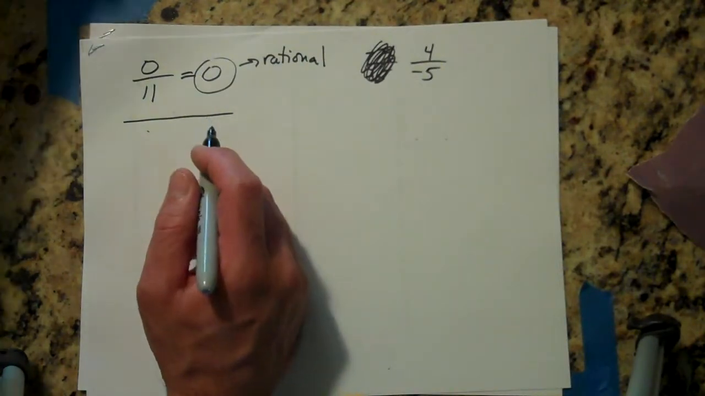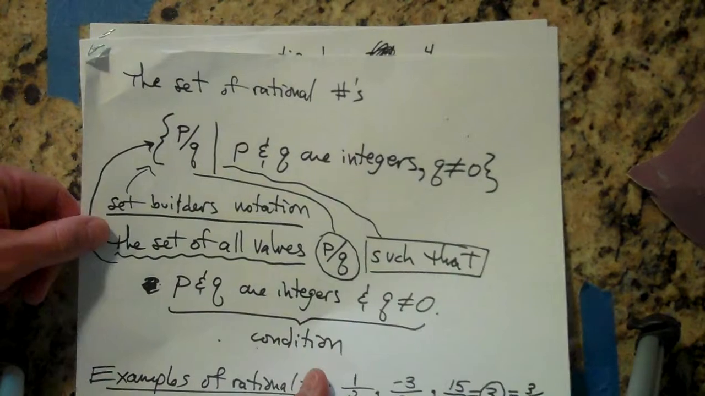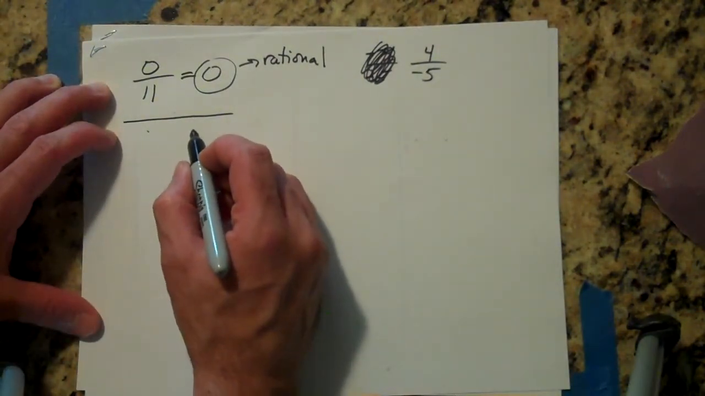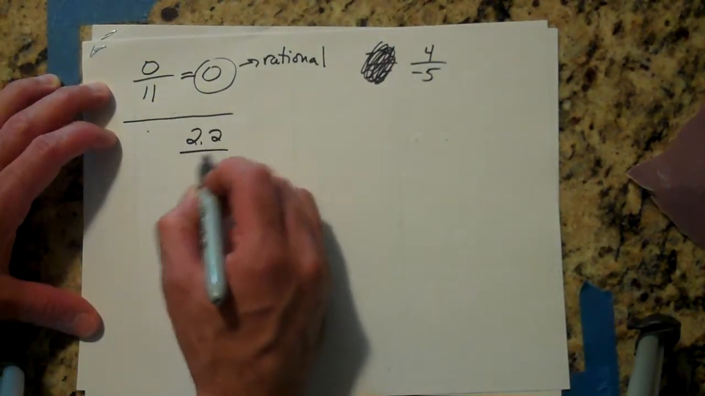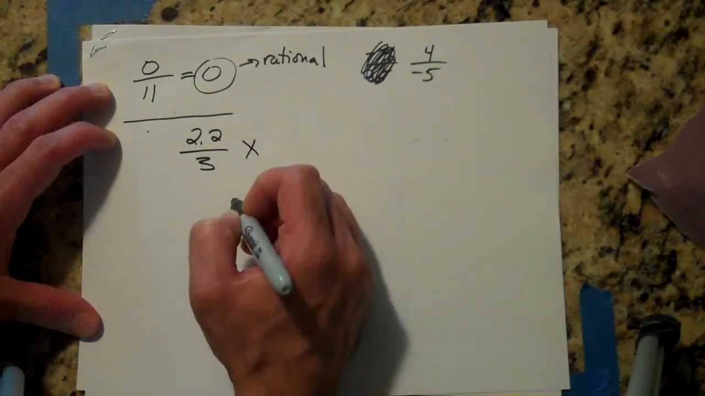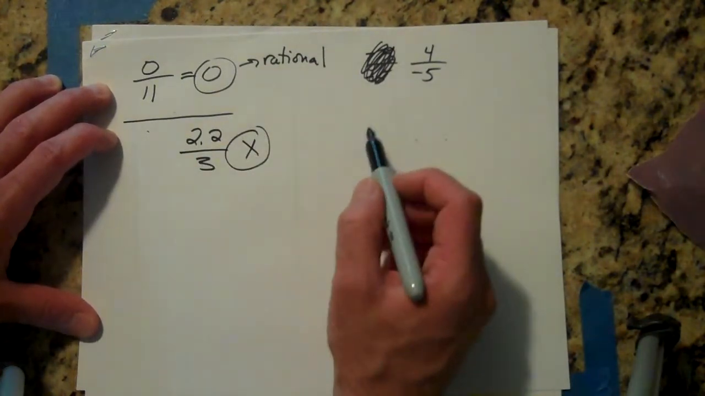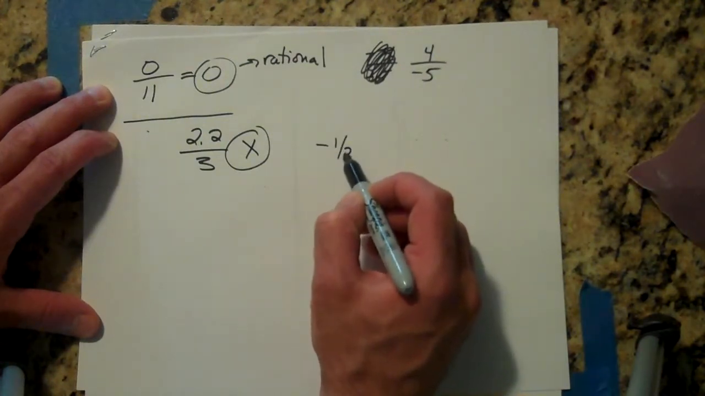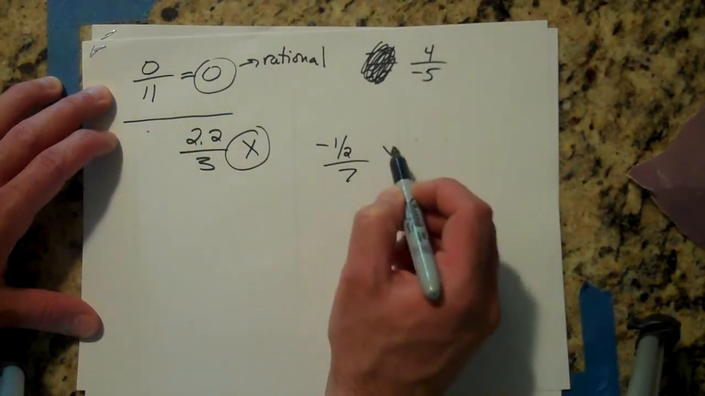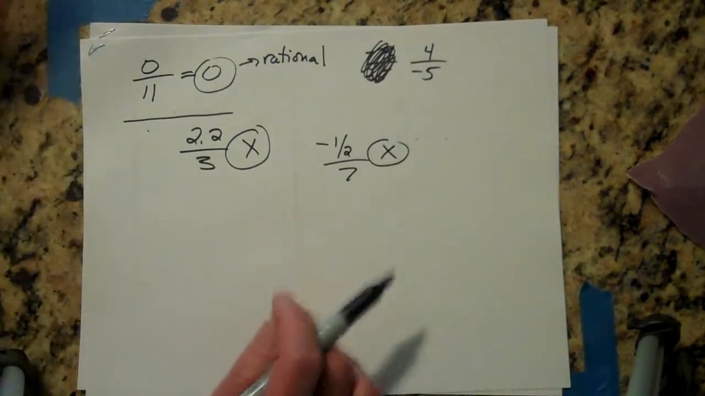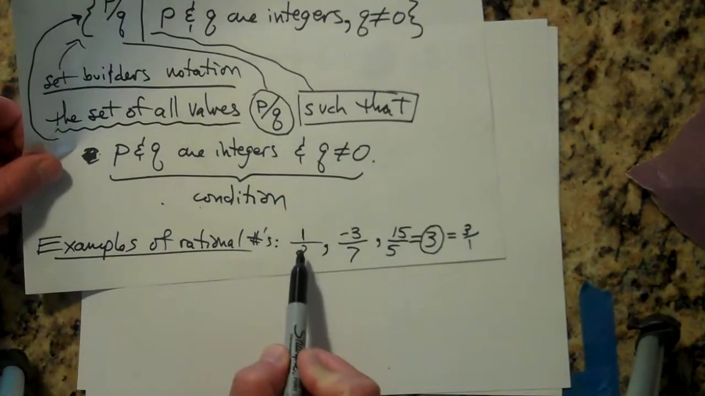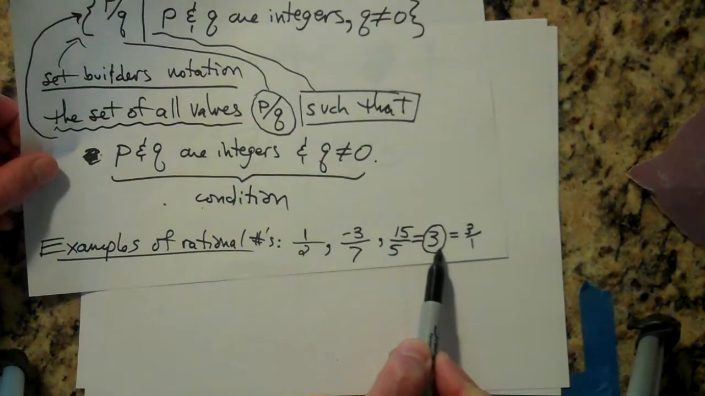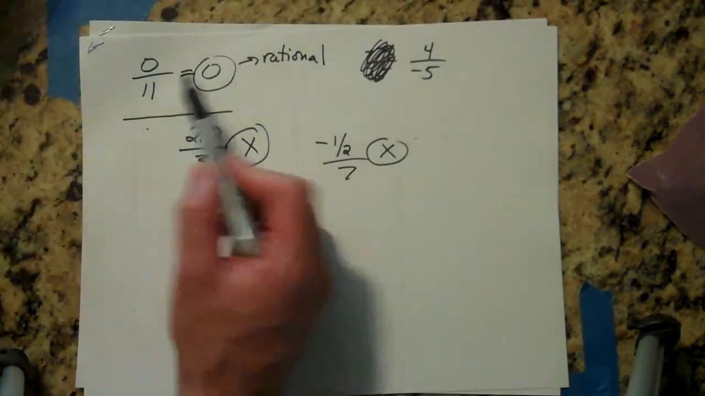Anything that doesn't go like this P over Q right here, like we can't do 2.2 divided by 3. This would be wrong. We can't do negative 1/2 divided by 7. This would be wrong. All right? Just straight up one integer over the other. Doesn't matter whether it's negative or positive. Doesn't matter if it comes out to a whole number or not.